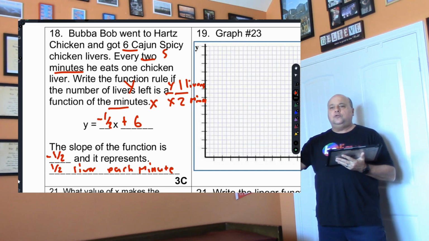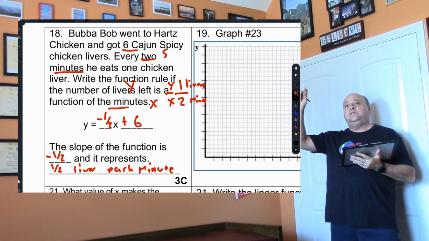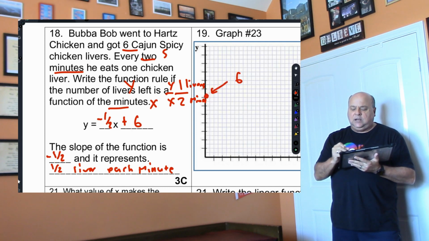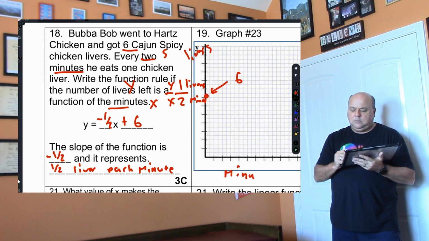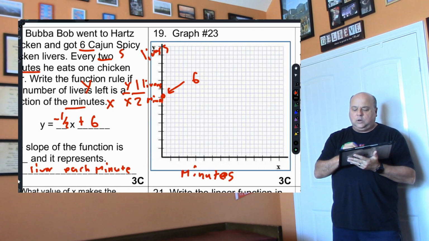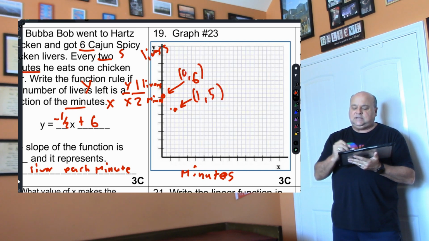Now then, we're going to imagine that he's eating these whole, okay? So right here, let's put a dot, and this is 6 livers, and then this is the minutes. So every 2 minutes he eats a liver. I'm just going to put the dots here. At 1 minute, he's got 5 livers left. At 0 minutes, he's got 6.